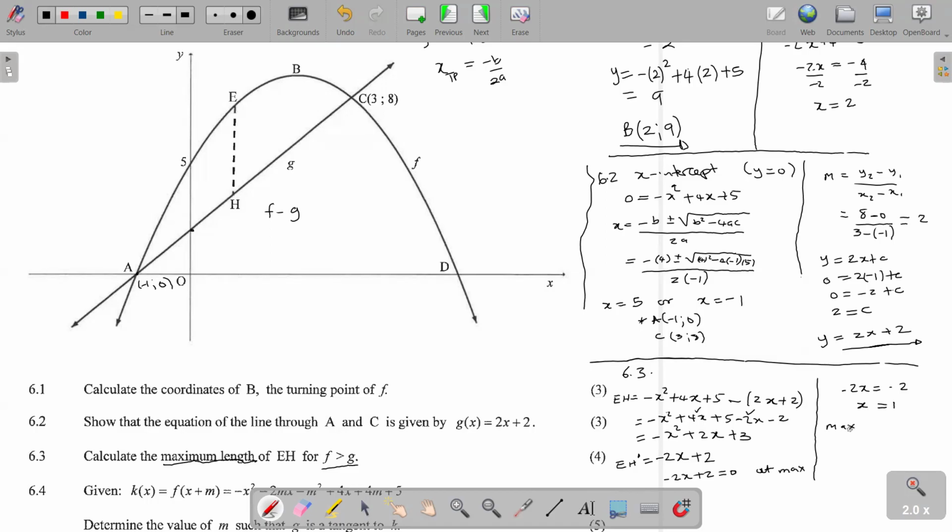Therefore, the maximum value of EH, we can only get it after substituting 1 here. So it will be equal to negative 1 squared plus 2, then 1 plus 3. So when you simplify this, we are going to get negative 1 plus 2 is 1, 1 plus 3. So the maximum distance is 4 units. Yeah, it's going to be 4 units.